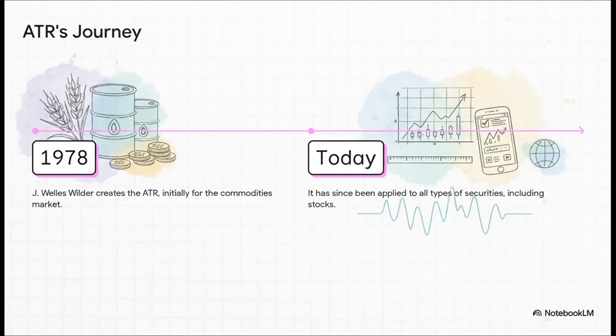And this timeline really shows you its staying power. I mean, Wilder first created the ATR specifically for the commodities market, things like oil and grain, which was famous for being super volatile. But the idea was so good, so universal, that now it's used absolutely everywhere, from the biggest tech stocks to entire global markets.